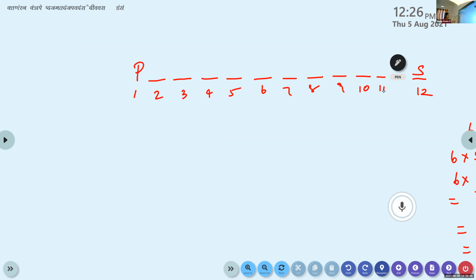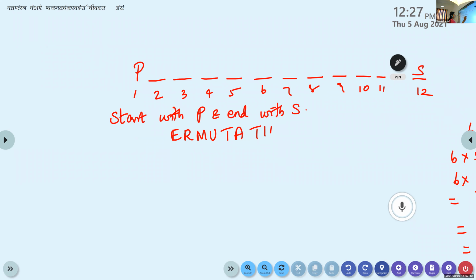And here what is the restriction given? The positions of P and S are fixed. It starts with P and ends with S. Only thing you have to check is E, R, M, U, T, A, T, I, O, N. We have to look at the arrangement of only these letters. P and S are already fixed. Now we have to look at only this.